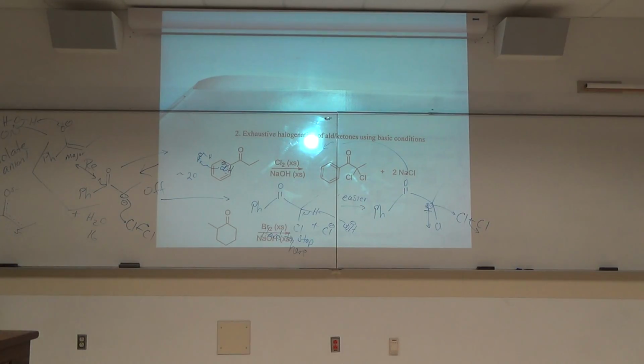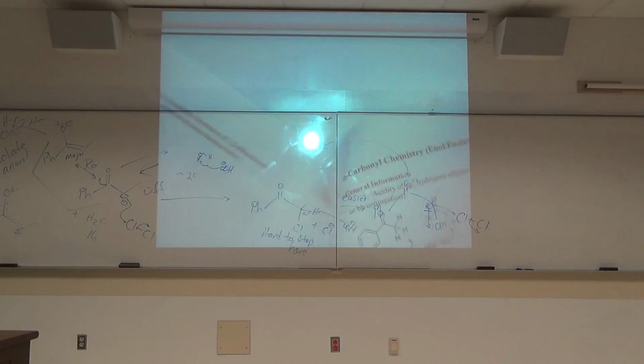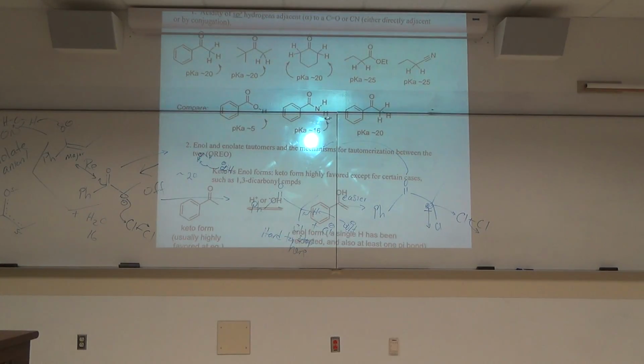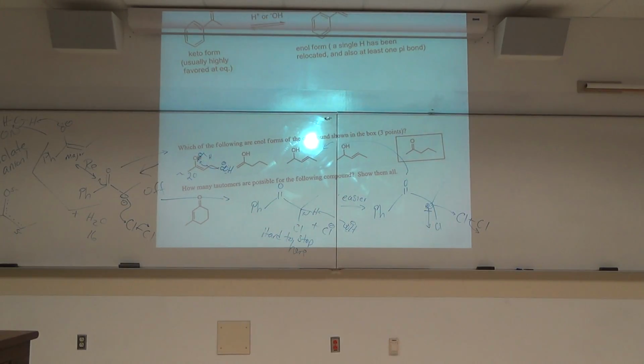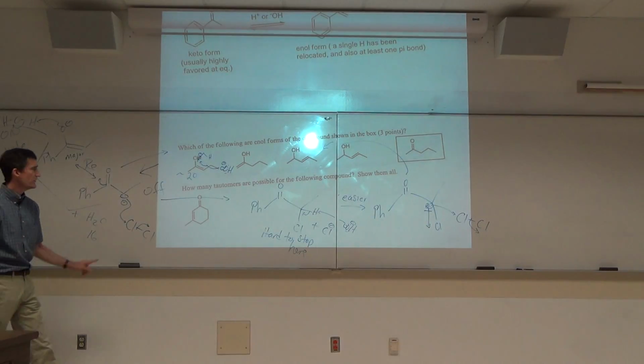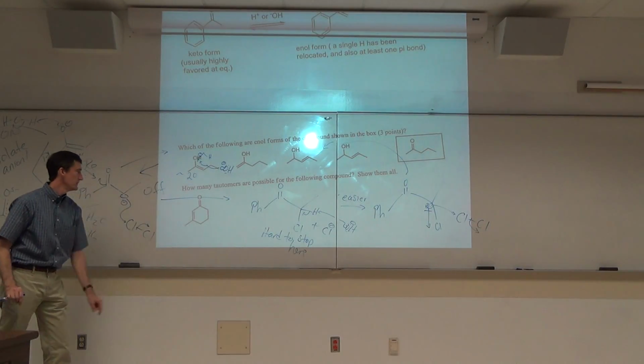Okay. Now, let's look back at something over here. There's a question over here. How many tautomers are possible? I actually want to ask another question about this. First off, how many tautomers are possible?